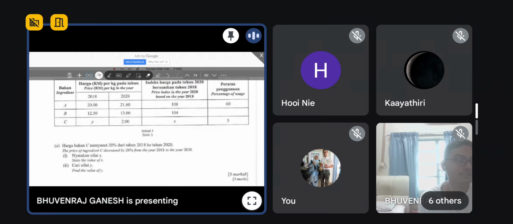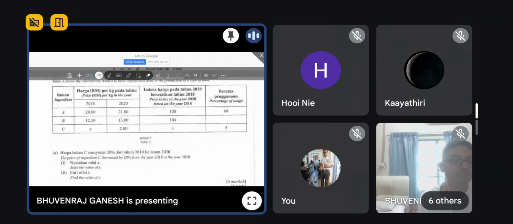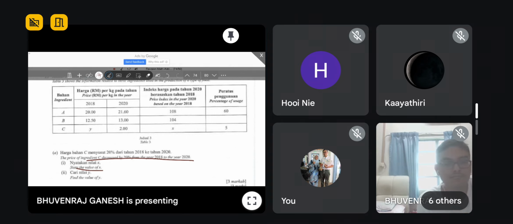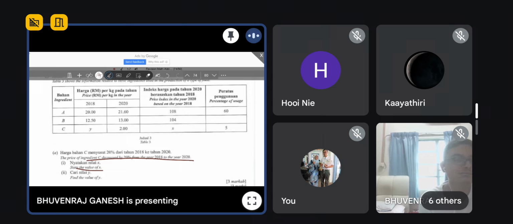Okay, so first question. They ask you to state the value of x. Okay, so can anyone tell me the answer? Apa nilai x? Clue is from here. So what will be your x value? Come on guys, cuba. Apa nilai x kamu?